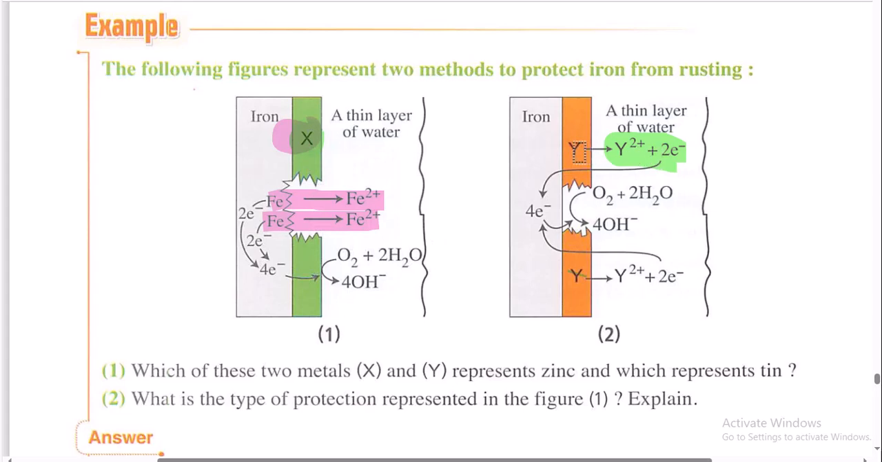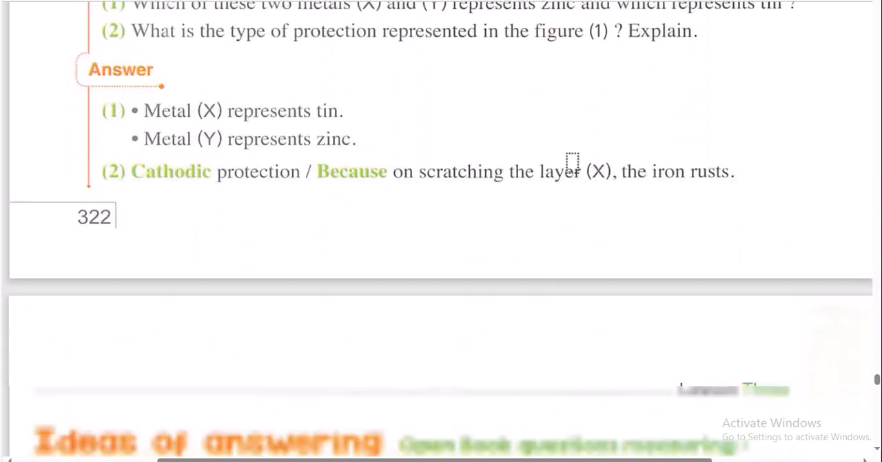Here it is zinc. Zinc is oxidized faster than iron. Its oxidation potential is high. In this case, on scratching, a local galvanic cell is formed, and the more active metal, which is zinc, undergoes the oxidation process first, then iron. This is an anodic protection.